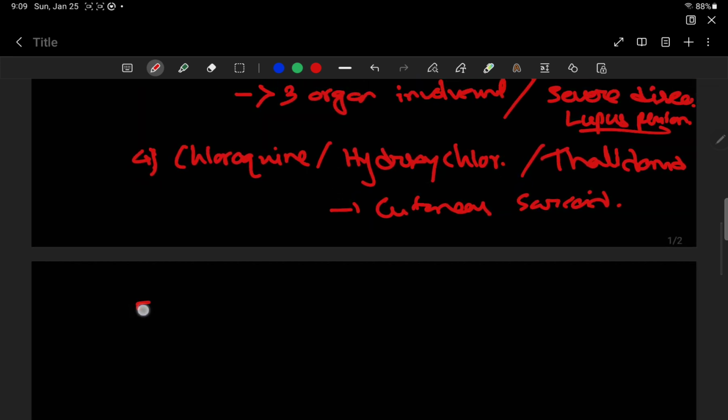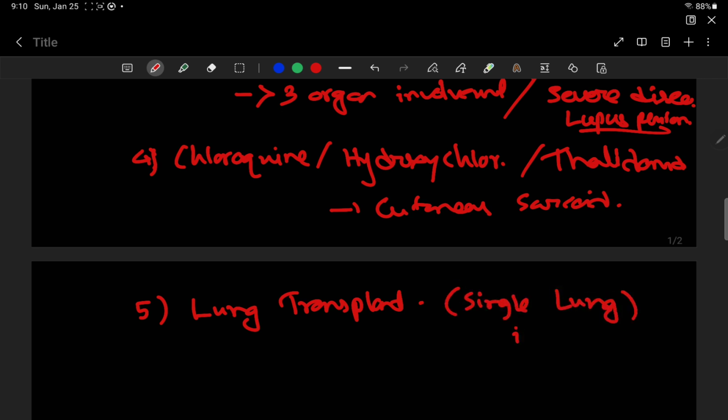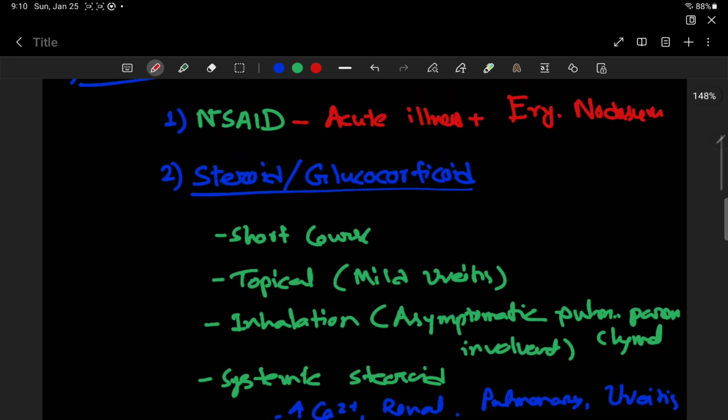In some patients in the last stage, we can also plan for a single lung transplant, if possible. It is the last resort. So these are the main treatment procedures.